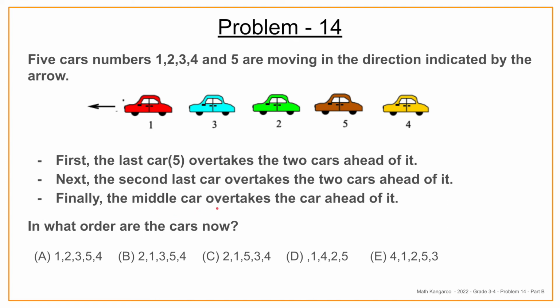Finally, the middle car overtakes the car ahead of it. So we have the middle car number 2 overtakes car number 3. So it comes here. So our sequence becomes 1, 2, 3, 5, 4. Now the question is, what order are the cars in now? The cars' order is 1, 2, 3, 5, 4, which is option A.